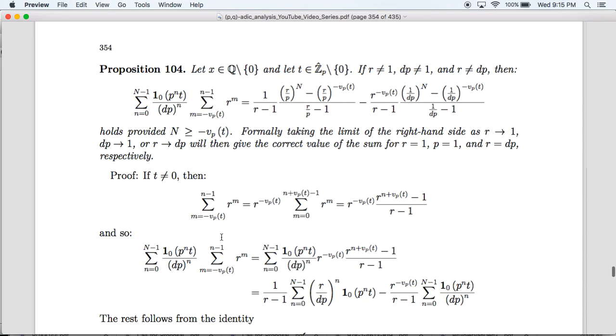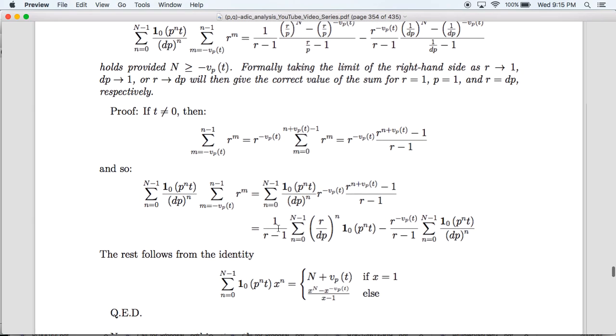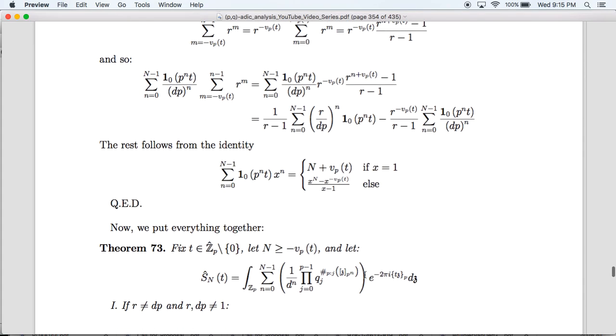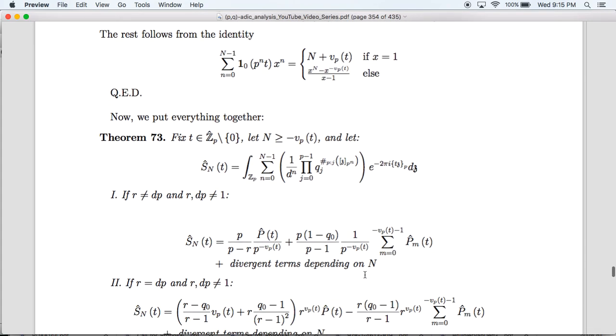And if t is non-zero, and here t has to be non-zero so that this doesn't blow up, we end up getting this stuff, and the rest follows from using our identity. So now we just put everything together. Sn hat, this is the nth partial sum, the Fourier transform of the nth partial sum of our F series.